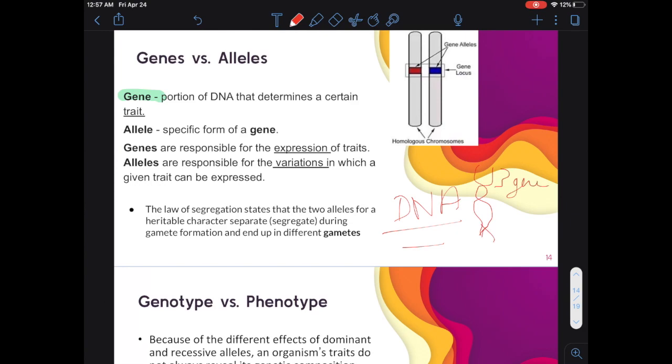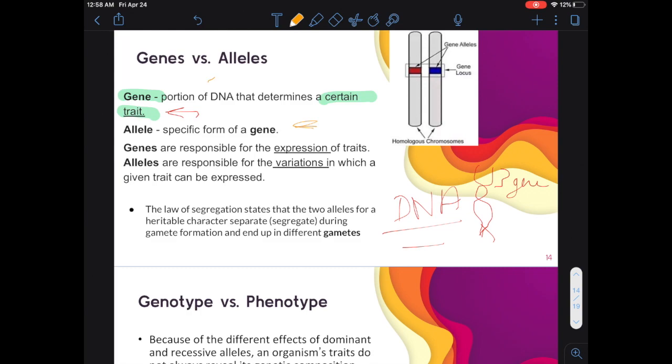Genes code for proteins, okay? They also determine your traits. So what are examples of genes? Eye color, hair color, height. Those are all different types of genes, different portions of DNA that are determining that trait, determining how tall you are, your eye color. Now, alleles are a form of that gene.